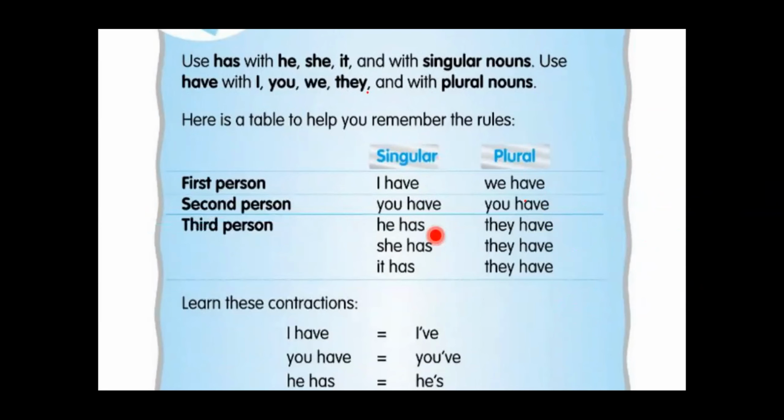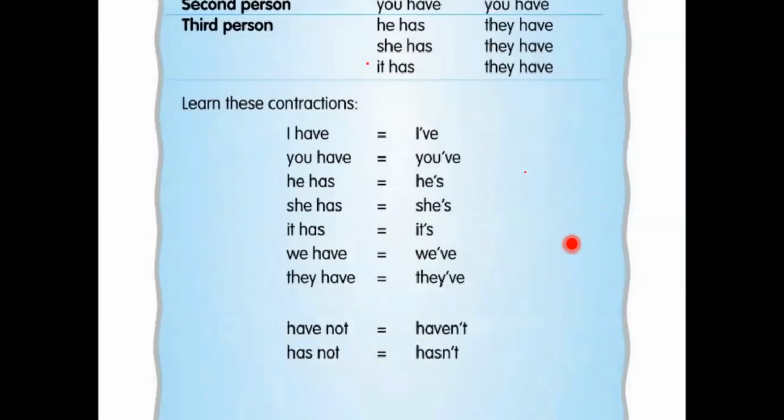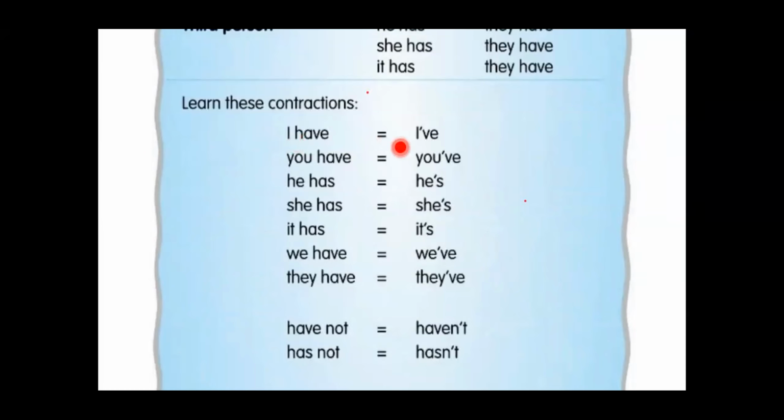And see over here: he has, they have, she has, they have, it has. The plural will be they have. Now let's look at the contractions. I have becomes I've. You have becomes you've. He has becomes he's. She has becomes she's. It has becomes it's.